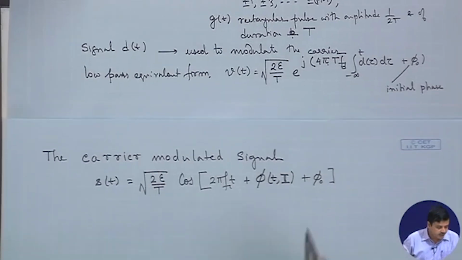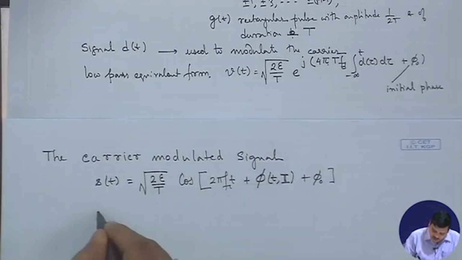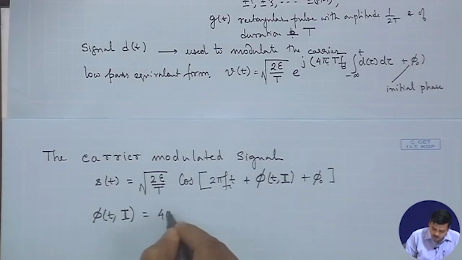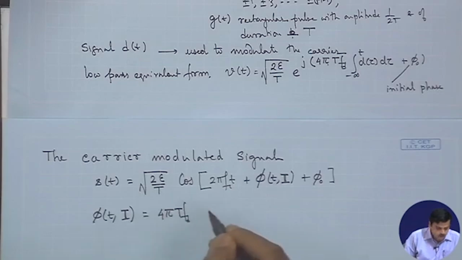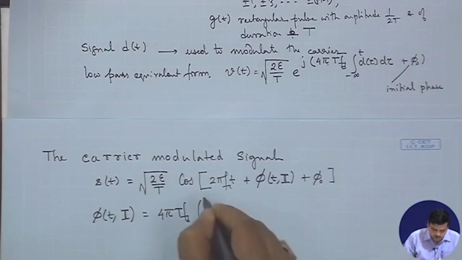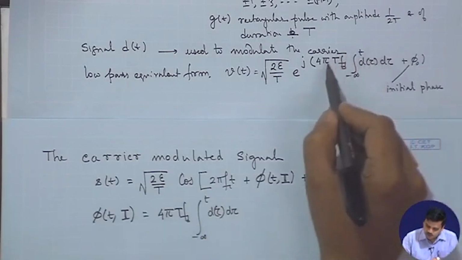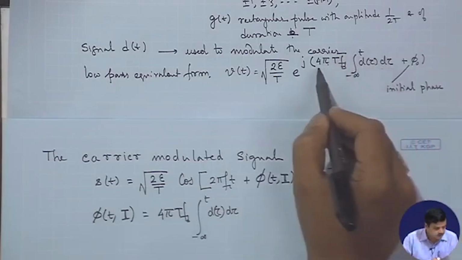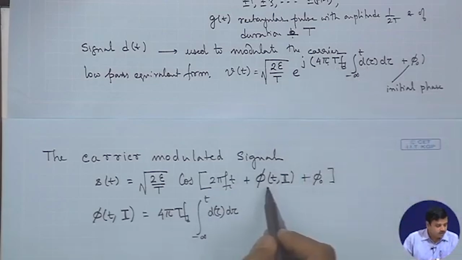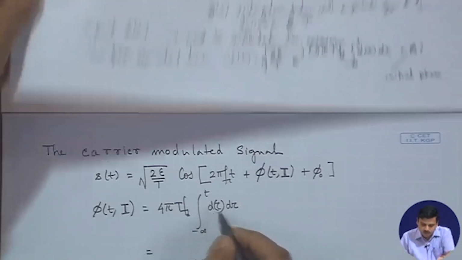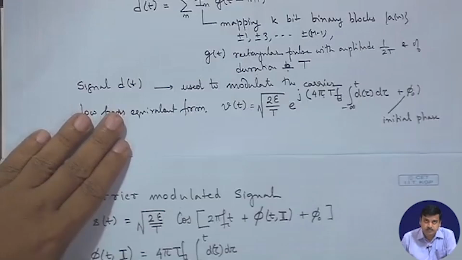So, what is phi of t and I? Phi of t and, let us say, capital I is 4 pi T f_d integrate minus infinity to t d of tau d tau. This expression is the phase of the signal. We have captured it in this particular expression, and now we are going to replace d of tau. We had written d of tau over here, so we would use this d of tau in our expression.